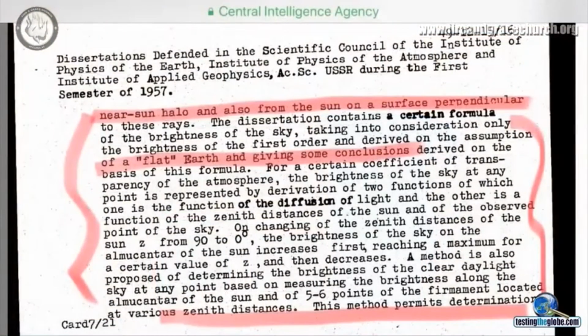But it gets better. He says that to study the near sun halo and also the sun on the surface perpendicular to these rays. The dissertation contains a certain formula of the brightness of the sky, taking into consideration only the brightness of the first order, derived on the assumption of a flat earth. Remember, they're trying to study how light is operating within the atmosphere with a near sun halo, and they tell you over flat earth. This is a Russian document, 1957. It was classified.